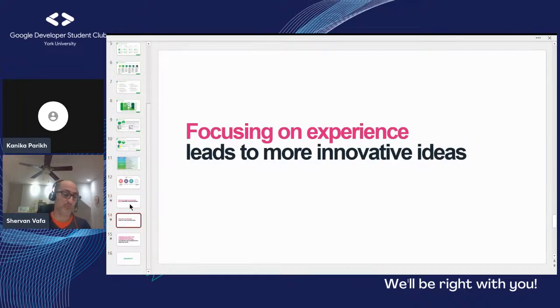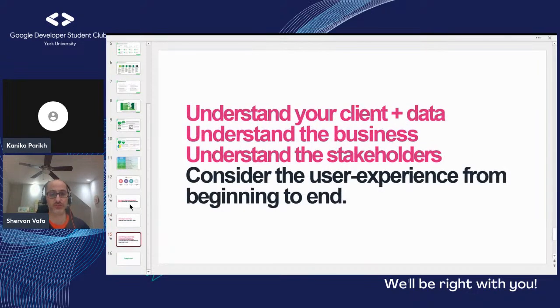Second, focusing on experience. The more you focus on customer experience, the more innovative you can get, because you're essentially solving and removing roadblocks from the customer's way, so they can engage with your team, your product and your organization more, and that gives you a chance to innovate. At every step of the way, understand your client, whoever your business stakeholder is, understand your data, understand the product and the business itself, and focus on their experiences as well and what they need to be supportive and back you up when you've built a solution.